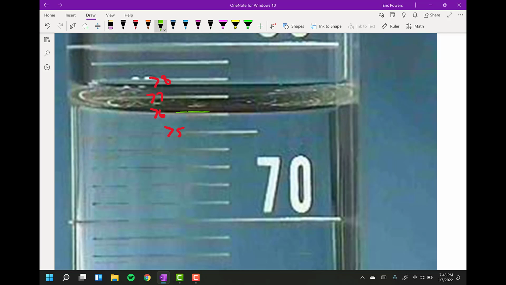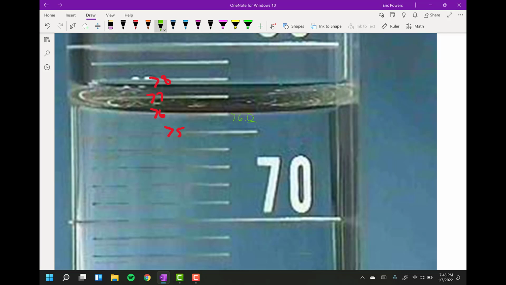Okay. So if you're measuring to the bottom of the meniscus, I would say 76, somewhere like 0.0, maybe 0.1. All of those would be acceptable, but you have to go to this one more estimated decimal place.